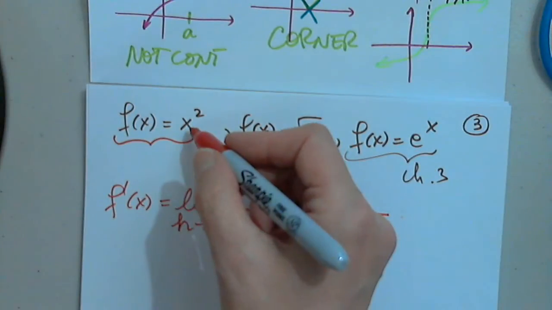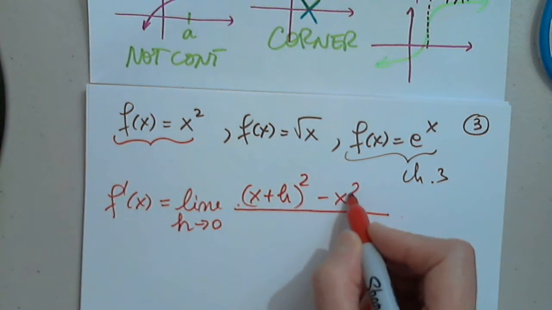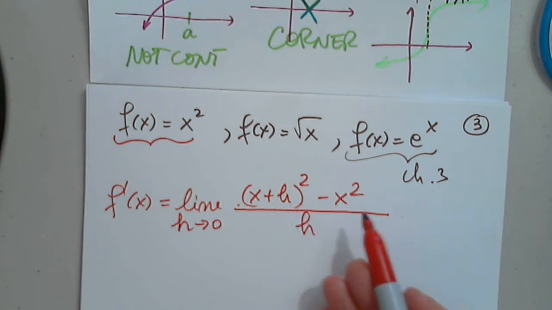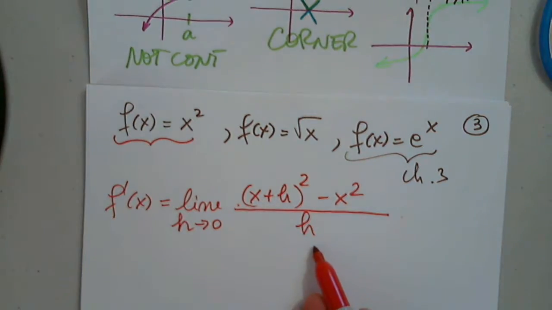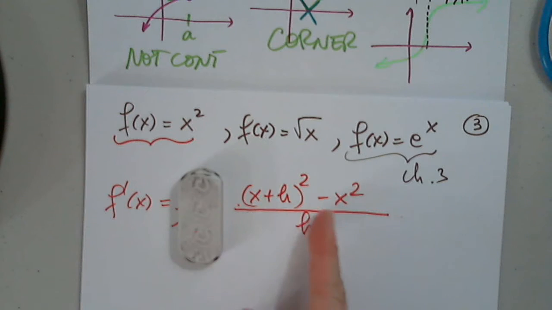f of x plus h. Very good. The difference quotient. I'm just going to plug it in directly, divided by h. f of x plus h minus f of x for this function, divided by h. We have seen this before, and we know a few things have to happen. What are those things? Can anyone refresh our memory on what has to happen?